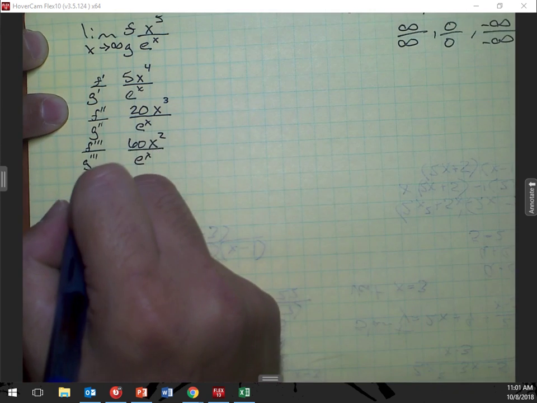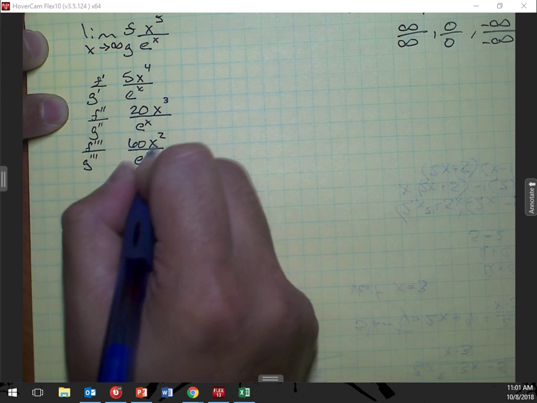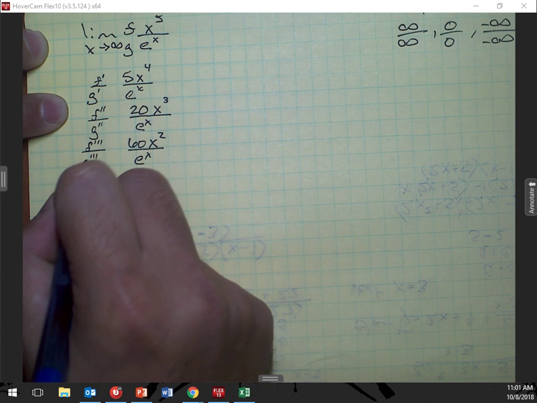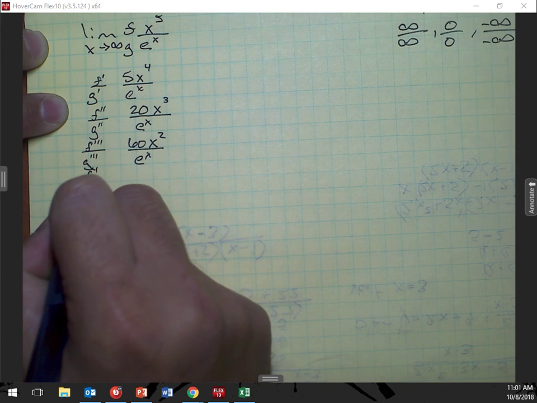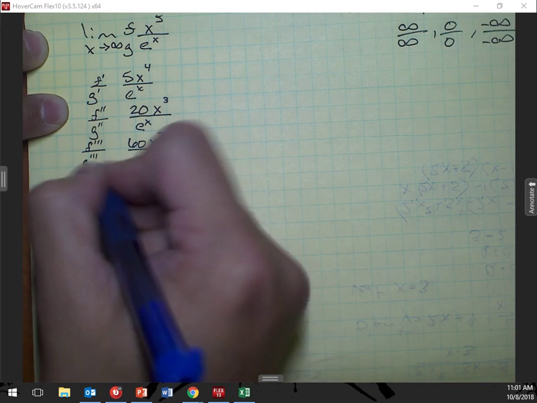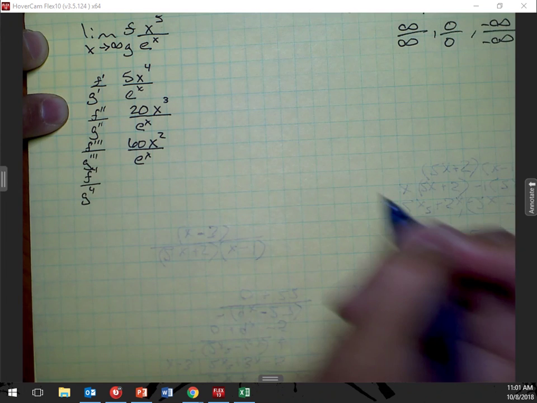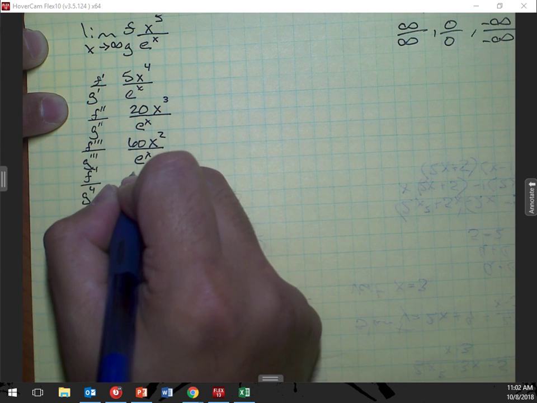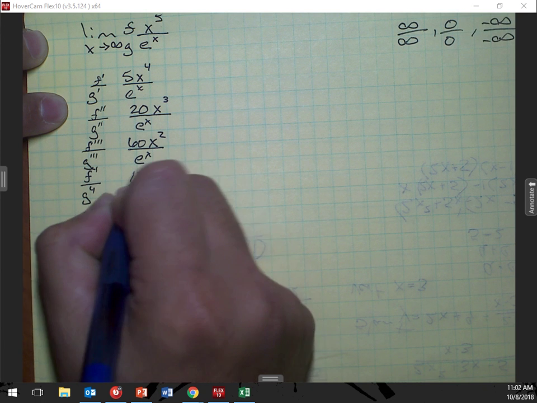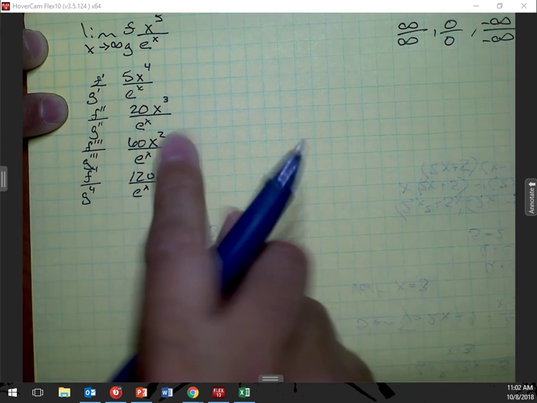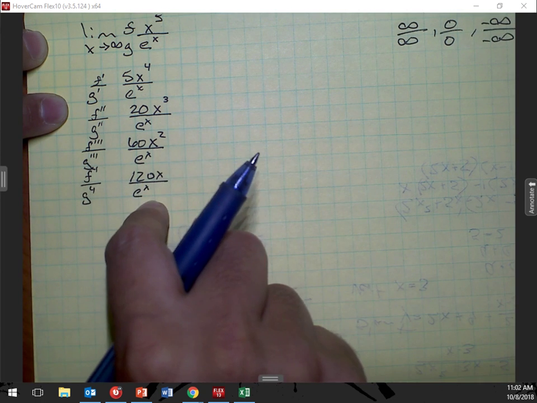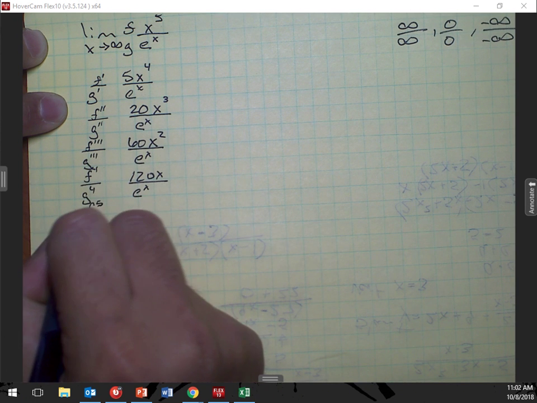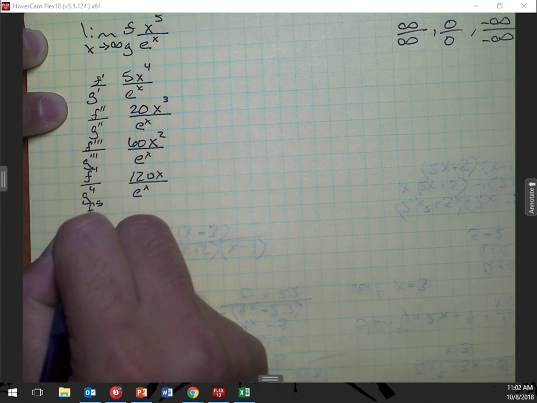Now, is that infinity over infinity? Yes. Okay, let's do it again. So f fourth over g fourth. Usually they don't use four tick marks, it goes to the number. So what's that going to give me? 120x over e to the x. Okay, so now is that infinity over infinity? So f fifth over g fifth.